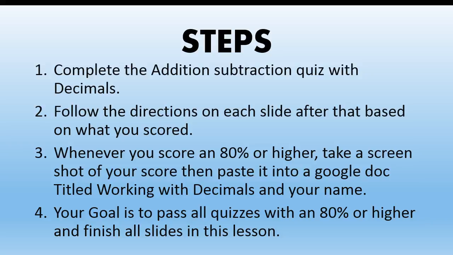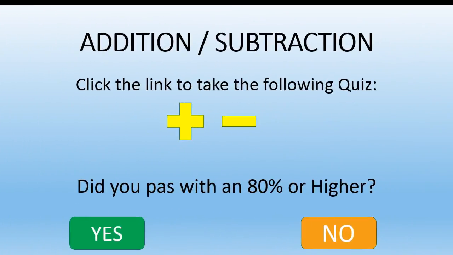Whenever you score an 80% or higher, you're going to take a screenshot, which we talked about in class, of your score, then paste it into a Google Doc, titled Working with Decimals, and of course your name. The last thing you're going to do is to move towards your goal, which is to pass all the quizzes with an 80% or higher, and finish all slides in this lesson. So let's get started so you have an idea of what we're doing.